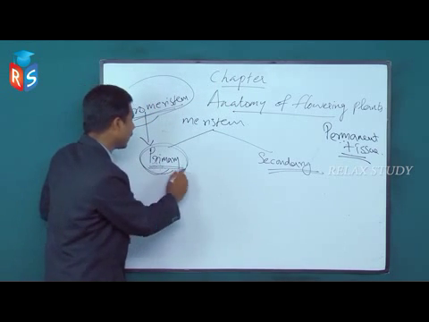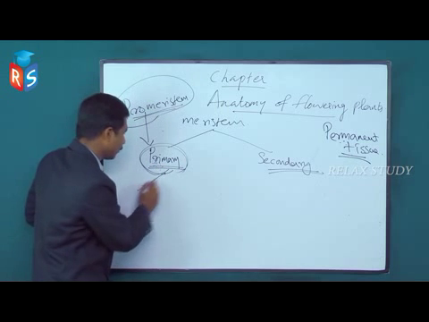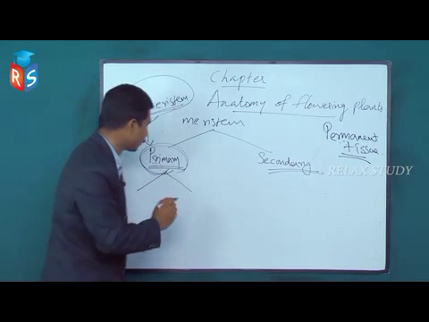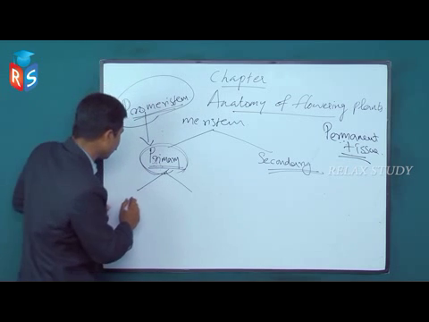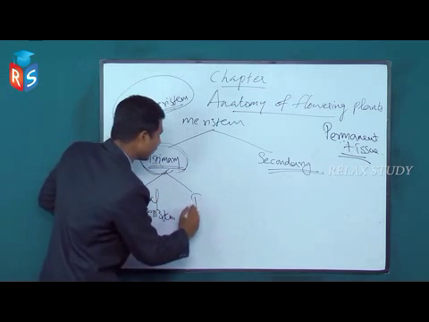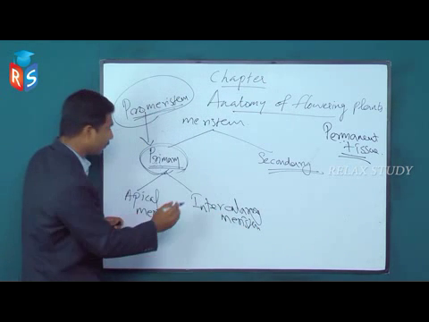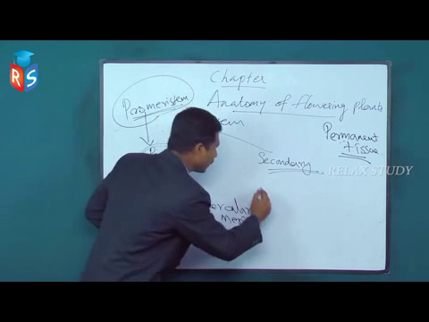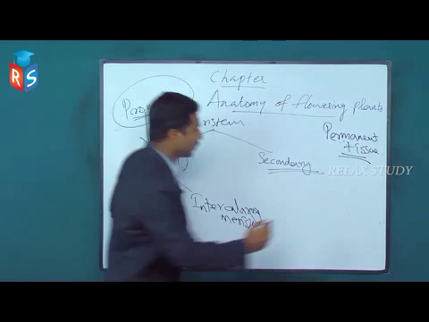We can classify this primary meristem into 2 categories. So here we have to understand the classification. The first one is apical meristem, and the second category of primary meristem is known as intercalary meristem. In order to understand this apical meristem and intercalary meristem, we have to imagine one stem. I can draw this stem here.